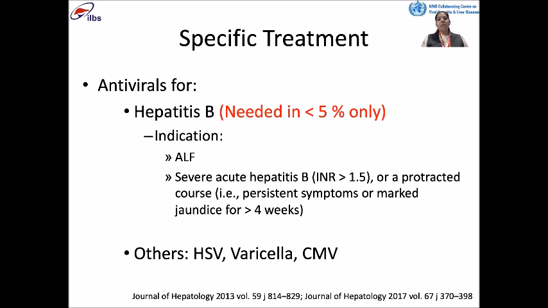Next, coming to the specific treatment. Antiviral treatment should be given especially for hepatitis B, and it is needed in less than 5% of cases only. The indications are acute liver failure, or severe acute hepatitis B with INR less than 1.5, or a protracted course, that is persistent symptoms of marked jaundice for more than 4 weeks. Treatment can also be started in cases of varicella, CMV, and HSV.